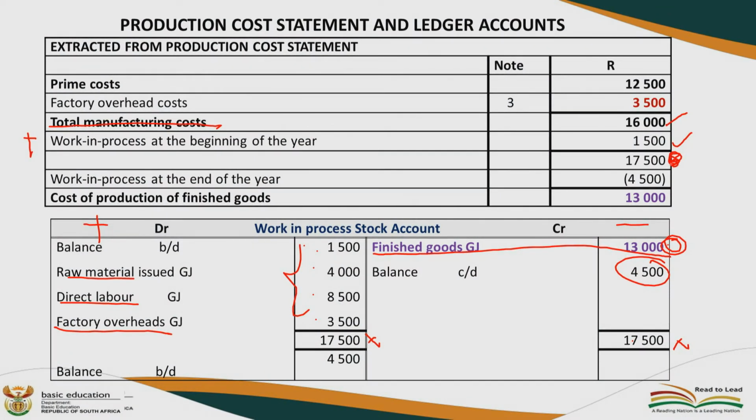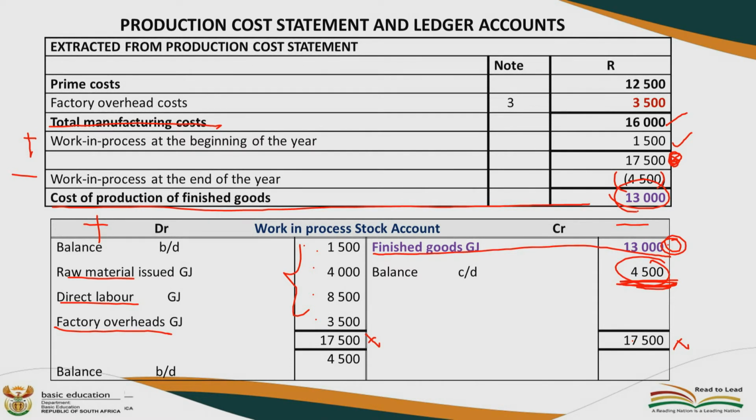But we know we still have some work in process. All right? Then how much is our work in process at the end of the year? You remember it here. 4.5. And our work in process must always be subtracted. So it means it must always be in brackets. So you subtract 4.5 and then you have the cost of production of finished goods with an amount of 13,000.